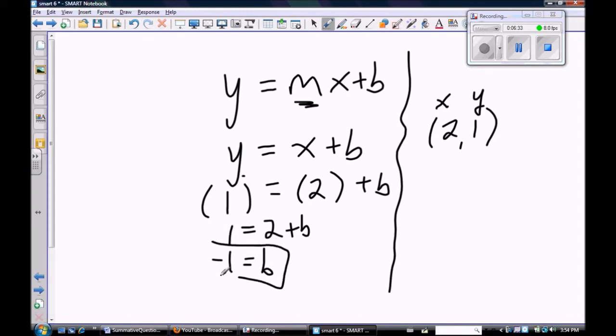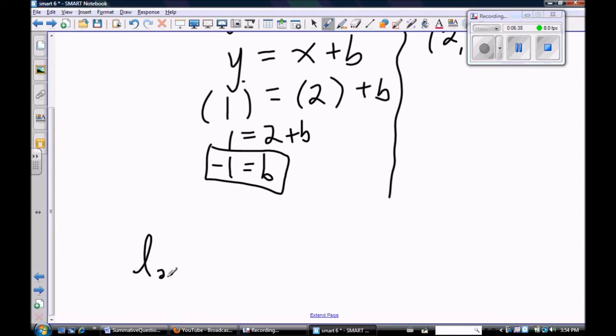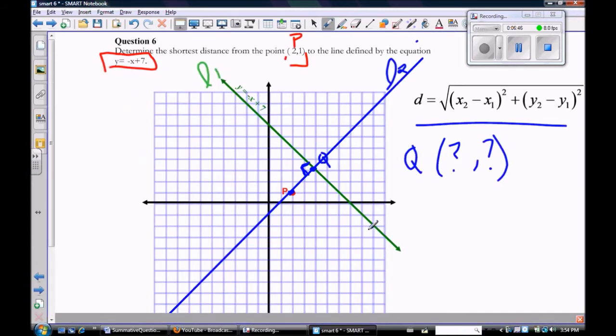There's the value of b, and that means I know the equation of line 2. It's y equals x minus 1. Excellent. So let's go back to my diagram. It's nice to have a diagram because I can make sure that my math is right. Does this look like the right equation with a y-intercept of -1 and a slope of 1? Yeah, it sure looks like it.